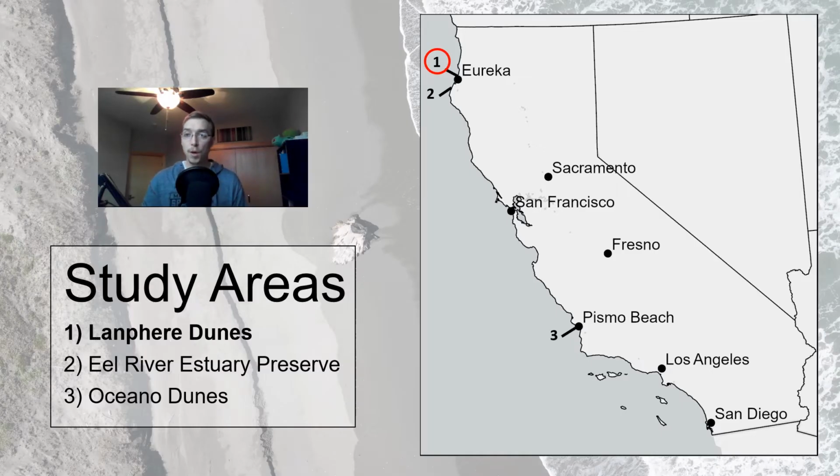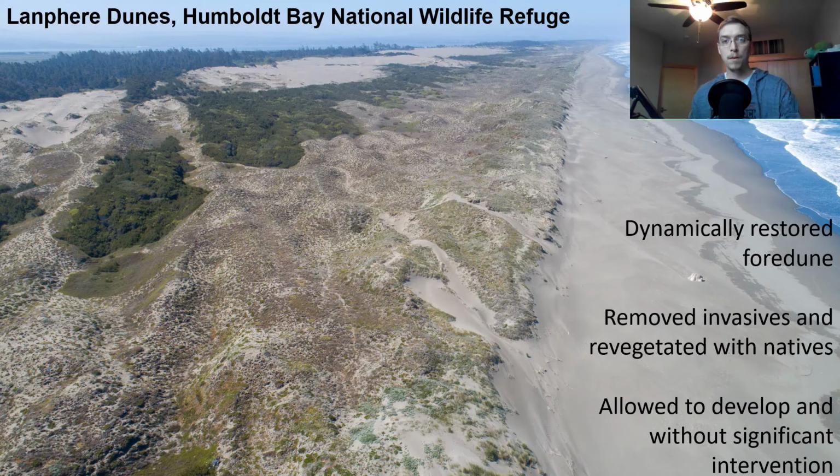So here's the first area we're going to talk about, the Lanphere Dunes in Northern California. So you can see here, this is a picture from a drone that I was flying, and I took this picture. This is a dynamically restored foredune. So here we removed the invasive species and replanted native species. And the idea here is that we're kind of allowing these ecogeomorphic processes to return to the system.